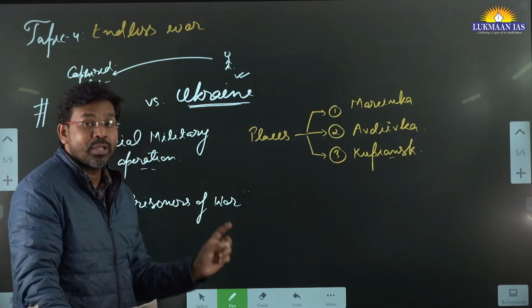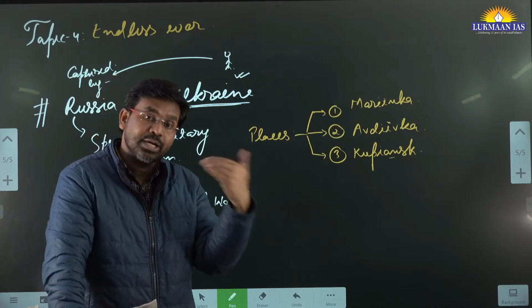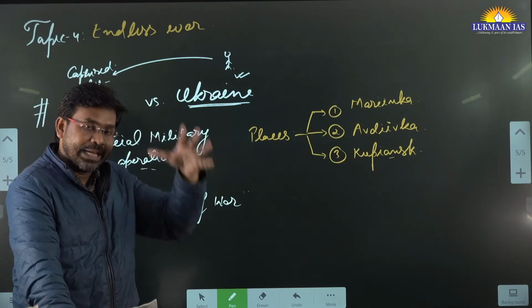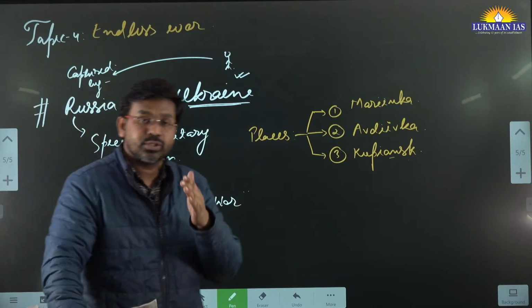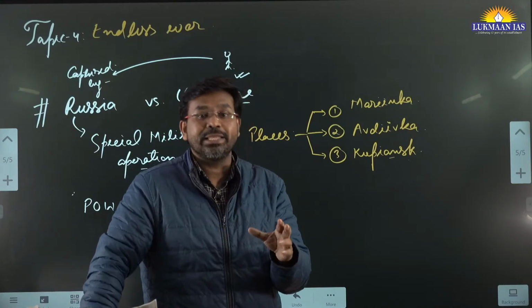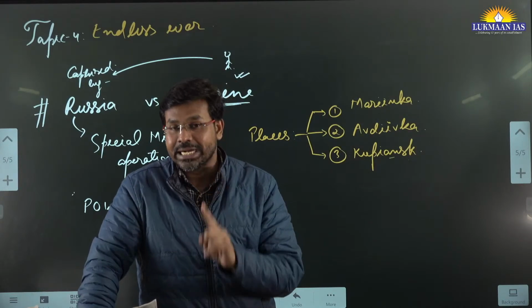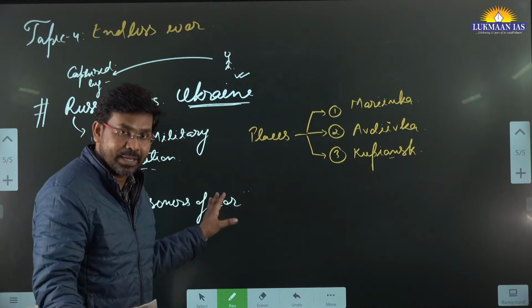And recently, Russia was sending about 65 prisoners of war from Russia to Ukraine. But on its way, the plane crashed and all the soldiers died. Not only the soldiers, the people who were flying the plane also died. And Russia has accused Ukraine of attacking this particular plane.